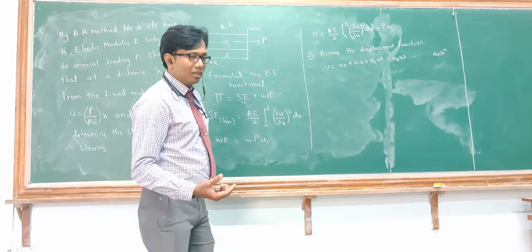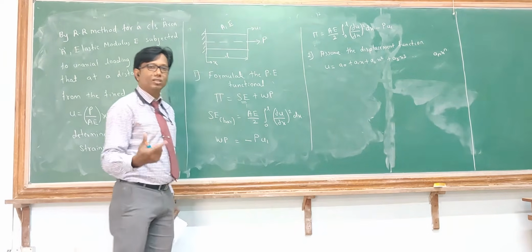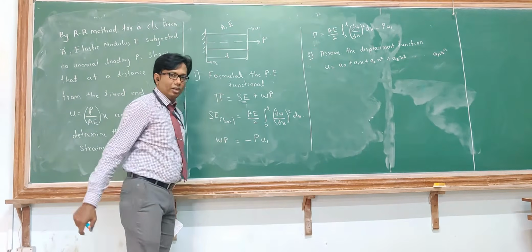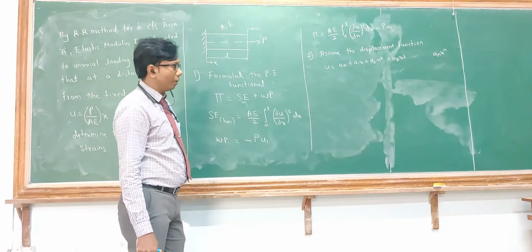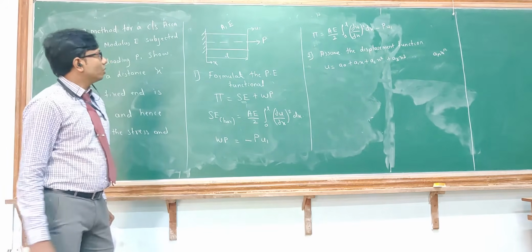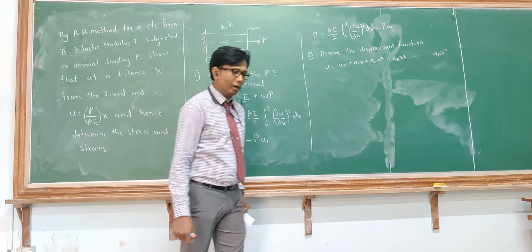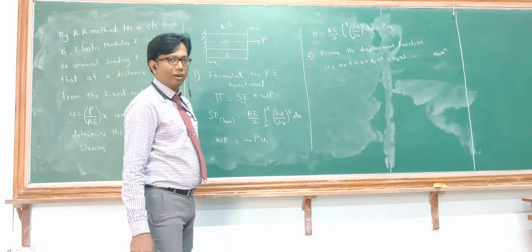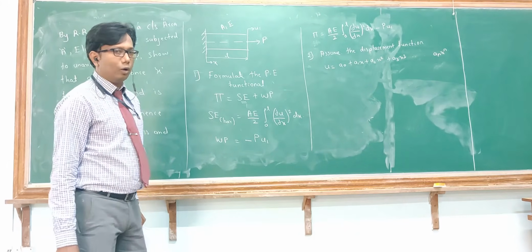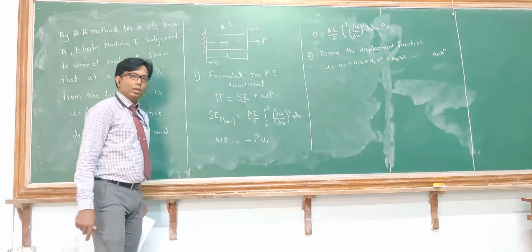So the step says to assume the displacement function which satisfies the boundary conditions, which means you have to see what the boundary conditions are for the given problem. However many boundary conditions there are, that many constants you have to take. There are two types of boundary condition. One is a displacement constraint. One more is the load constraint.